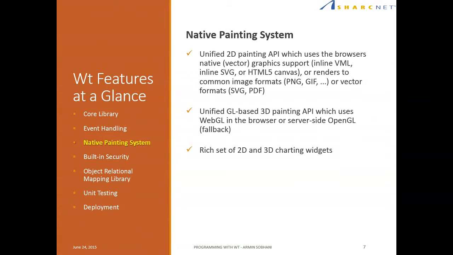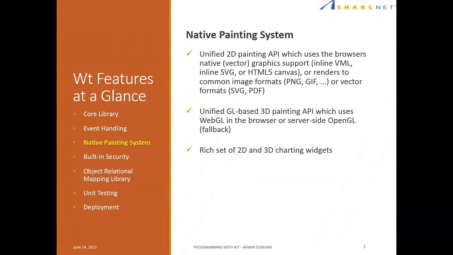One good thing about Witty is the native painting system. Witty has a unified 2D painting API which uses the browser's native graphics support. It also has a unified GL-based 3D painting API which uses WebGL in the browser or server-side OpenGL. When a browser does not support WebGL, like Internet Explorer 10, Witty provides a server-side fallback. The image will then be rendered in the server and sent to the browser as a PNG image. Interaction is still possible, but the performance will be determined by the network latency. You should also note that for practical scenarios, this requires a server with hardware 3D acceleration.